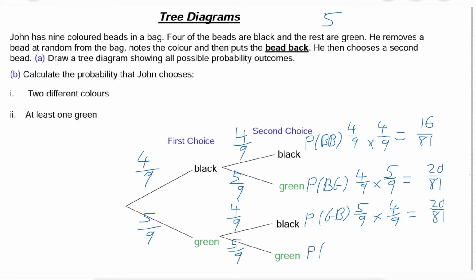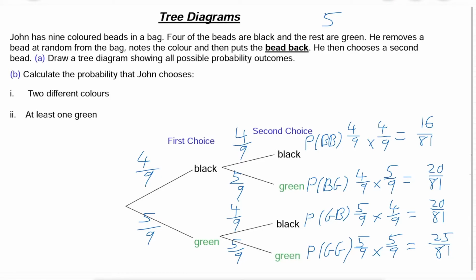Lastly then, probability of green and green, 5 out of 9 times 5 out of 9. That gets us 25 over 81. So now, it's worth noting that all the probabilities we have at the end, if we add up 16 over 81, 20 over 81, 20 over 81 and 25 over 81, we will end up with 1. Because remember, probability 1 is the max.